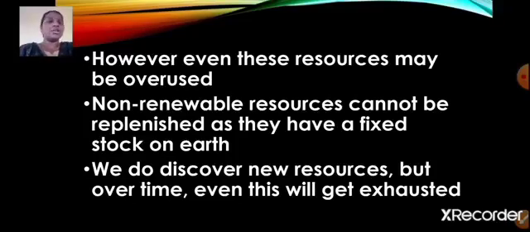Non-renewable resources cannot be replenished as they have a fixed stock on earth. Non-renewable resources get depleted, they get exhausted, they cannot be replenished or renewed again. We do discover new resources, but over time, even this will get exhausted. So what we need to do? Yes, we need to use the resources wisely. I hope it is clear.